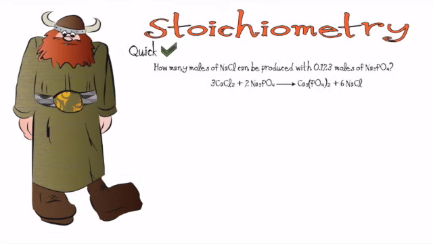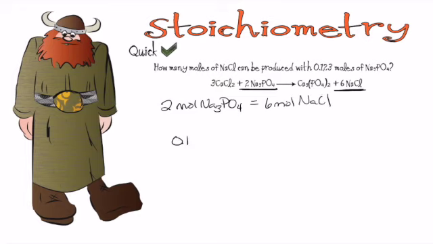How many moles of sodium chloride can be produced with 0.123 moles of sodium phosphate? So we need our ratio between sodium phosphate and sodium chloride. So for every 2 moles of sodium phosphate, we're going to produce 6 moles of sodium chloride.